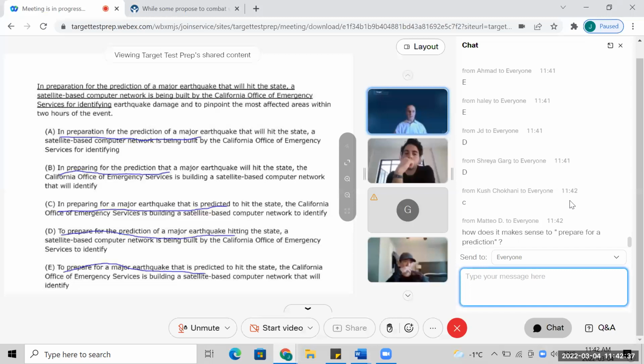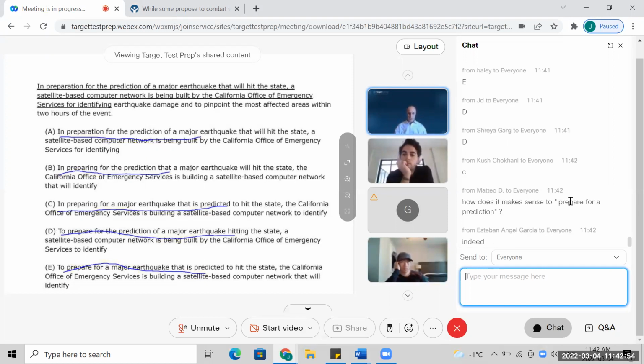So our instinct might be to start by looking at these modifiers, and we could get rid of some choices this way. Let's, for instance, look at choice D. To prepare for the prediction of a major earthquake hitting the state, a satellite-based network is being built by the California Office of Emergency Services. To prepare, a satellite-based network is being built. So this basically is saying that in order to prepare, a network is doing something.